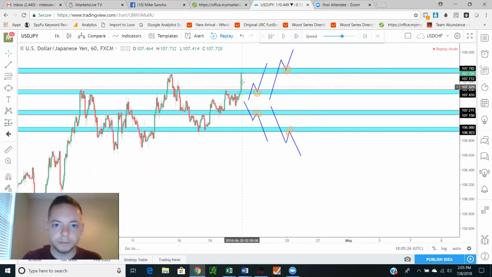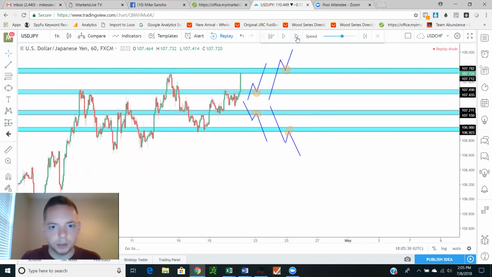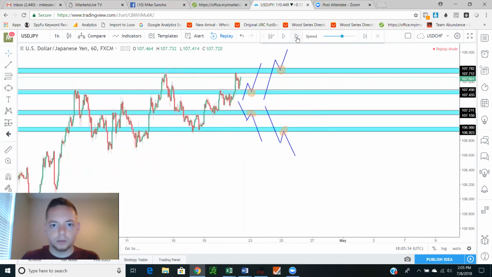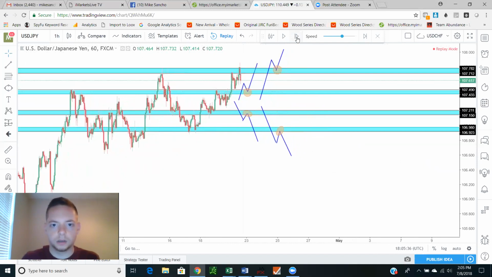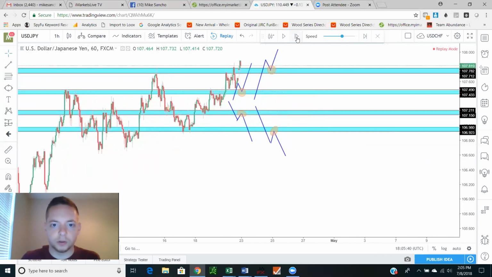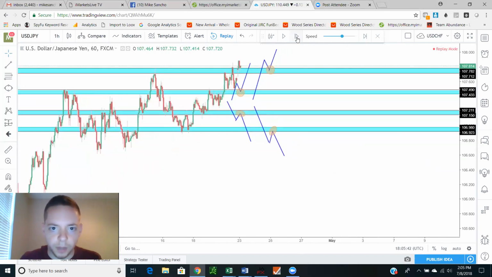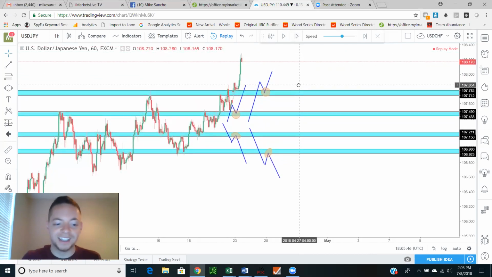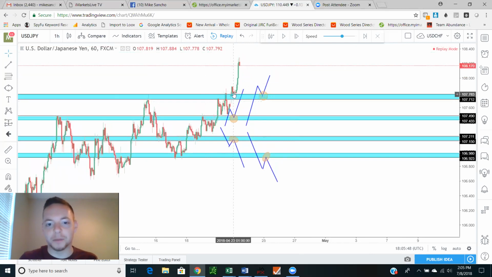That impulse up went right to this zone. Let's see what it does. Okay, pull back. It's just consolidating in there, broke that. So I'd probably be looking for a buy here. Yep, I'd be looking for a buy. So yeah, I would have bought here.